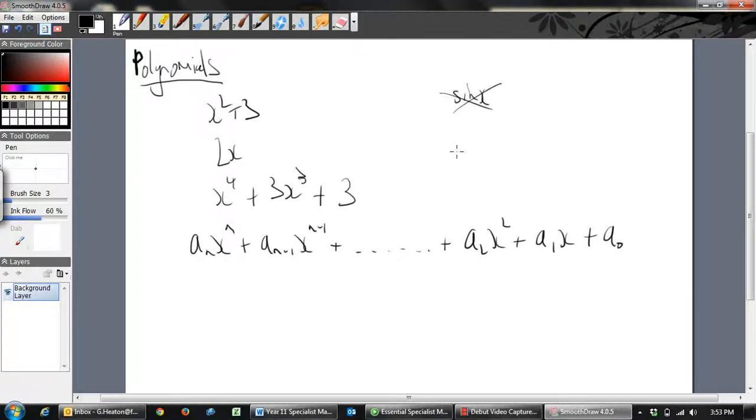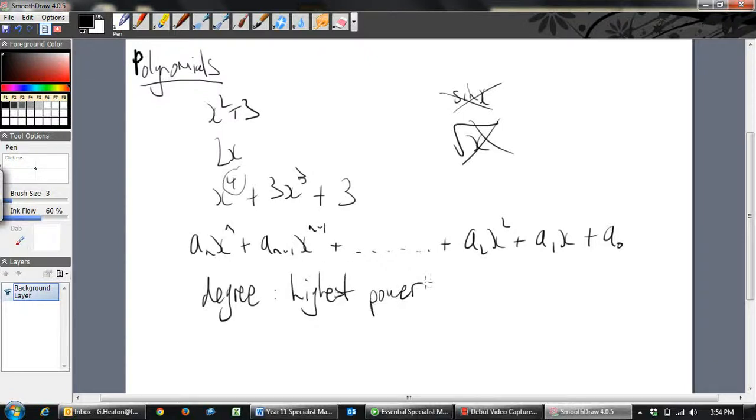Another thing might be square root of x and things like that. These are not polynomials, okay? So it has to have the form of integer powers: 4, 3, 2, 1, etc. So that's a polynomial, and the degree of a polynomial is just the highest power. So it's just the highest power in the polynomial.